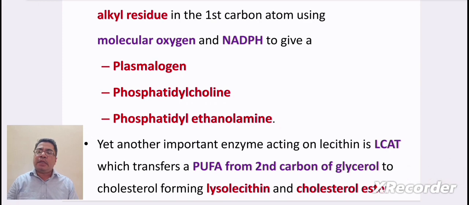Yet another important enzyme acting on lecithin is LCAT, which transfers a PUFA from the second carbon of glycerol to cholesterol, forming lysolecithin and cholesterol ester.